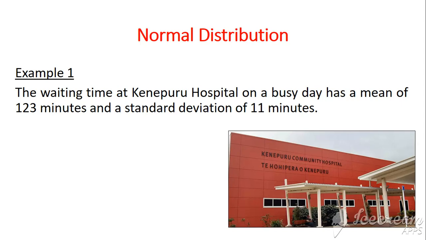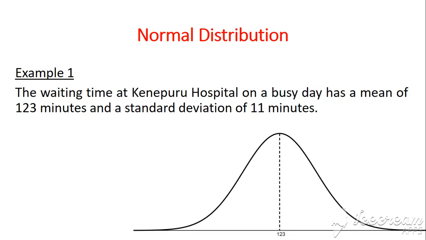Okay, example 1. The waiting time at Kiniparu Hospital on a busy day has a mean of 123 minutes and a standard deviation of 11 minutes. So here's what we're going to do. We're going to draw a picture, just a sketch. It doesn't have to be anywhere near perfect. It's a sketch. It's part of our working. So right in the middle is the 123 minutes, which is the mean.